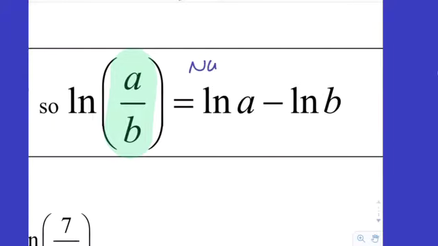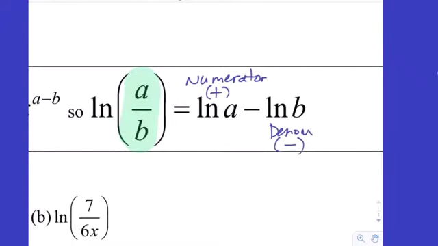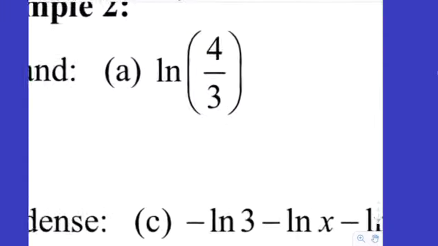So the numerator's argument is the positive term, and the denominator's argument is the negative term. Top is positive, bottom is negative, all right? So the natural log of a divided by b is natural log of a minus natural log of b. Same thing, if you go from left to right, you're expanding. If you go from right to left, you're condensing. All right, let's try it out.